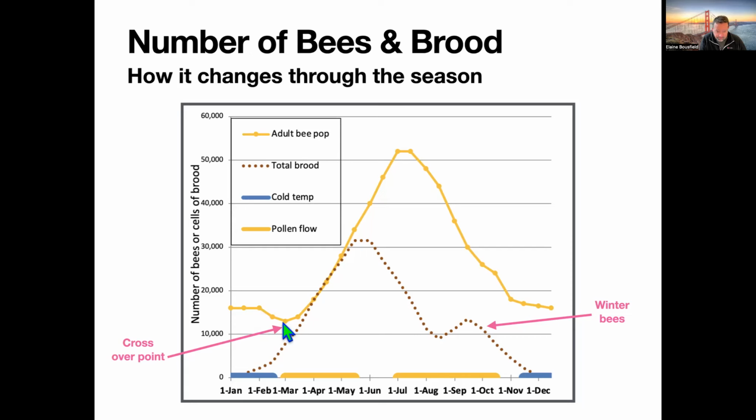And there's this crossover point sometime in early March for me, when it turns around and the number of new bees being born, because the queen's ramping up her laying, is bigger than the number of bees dying. And so at that point, the colony really starts to take off very quickly. And that's when you're over the worst of it.